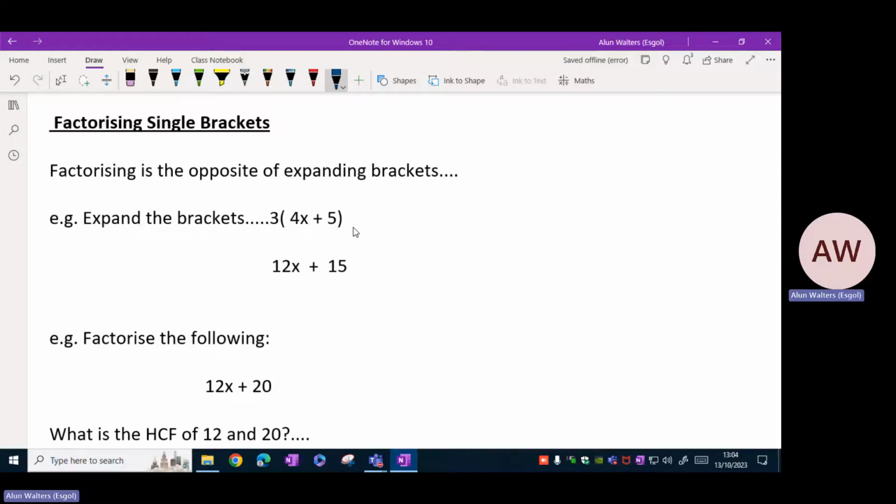Okay. I should mention the work on factorising. It could appear in Unit 1 or Unit 2 of Maths or Numeracy. Okay, so expanding a bracket is just multiplying that out as shown. I've mentioned this previously. 3 lots of 4x is 12x, 3 lots of 5 is 15. But we are factorising, okay?